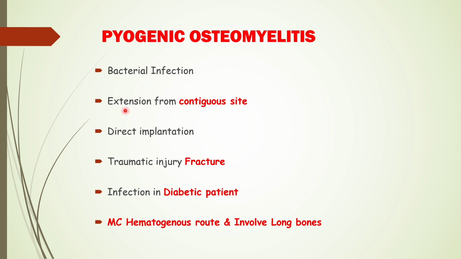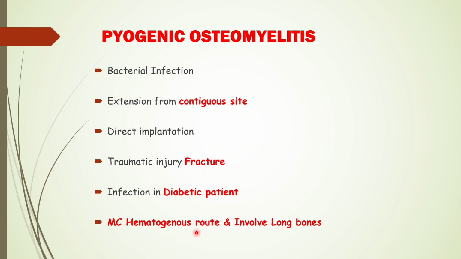The reason for pyogenic osteomyelitis could be extension from a contiguous site. For example, if you have a cellulitis, it can spread to the bone. Direct implantation during any surgery, or if aseptic precautions are not taken. Fracture and traumatic injury can put a patient at risk for the development of osteomyelitis. In a diabetic individual, due to low immunity, infection can occur.